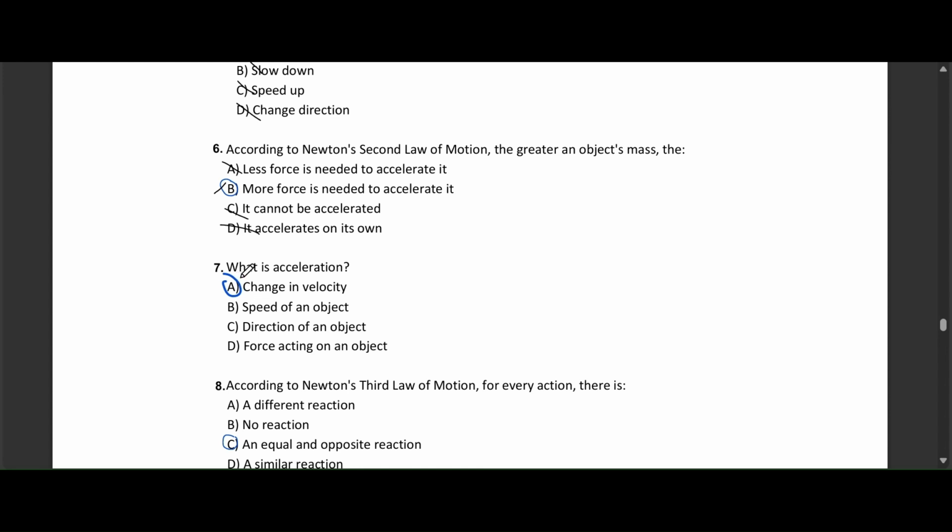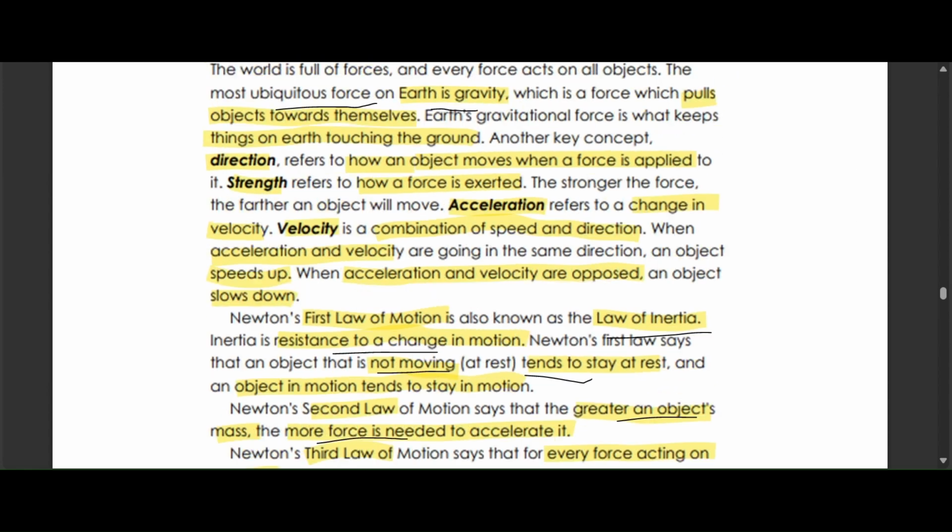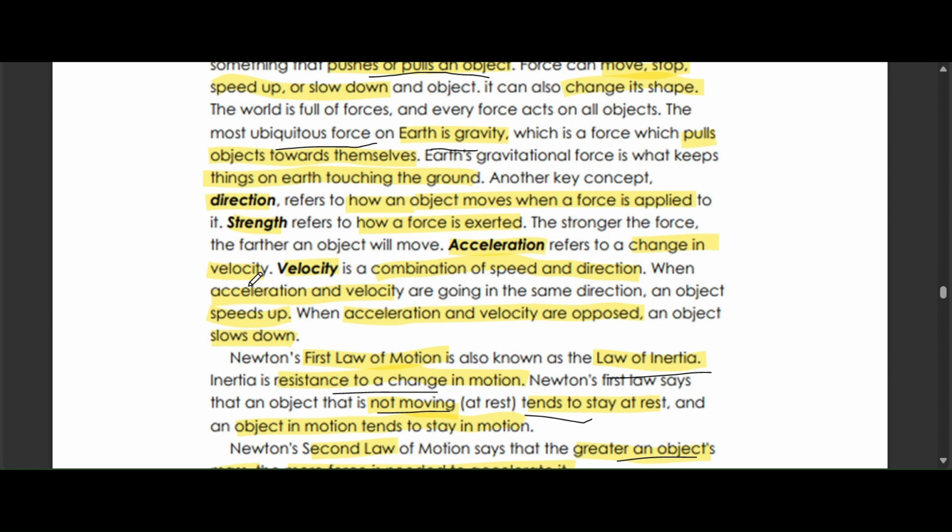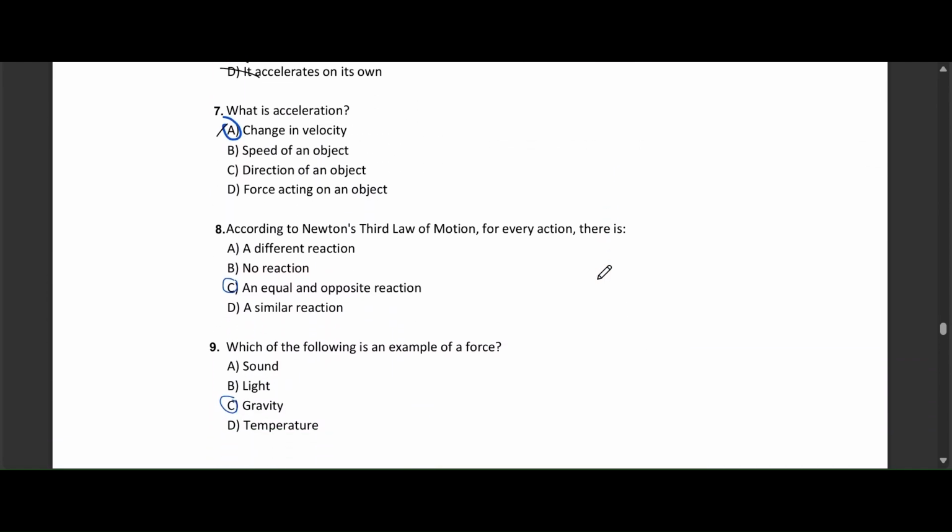Question 7. What is acceleration? Is it A, change in velocity, B, speed of an object, C, direction of an object, or D, force acting on an object? The correct answer is A. Acceleration is defined as any change in velocity. Now, velocity isn't just speed, it's speed with a direction. So acceleration can mean speeding up, slowing down, or changing direction.